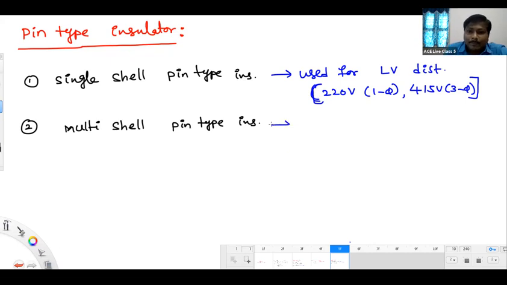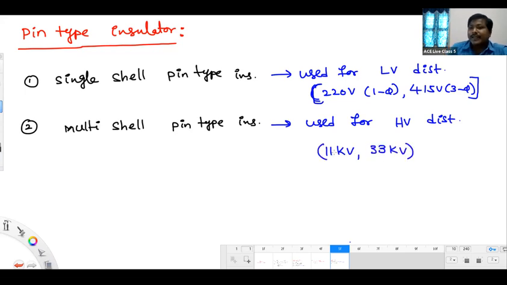Next one, multi-shell. It is used for HV distribution, like 11 kV and 33 kV. My intention is to tell you this pin type insulator is used for voltages less than or equal to 33 kV only. So you write here: used for voltages less than or equal to 33 kV.